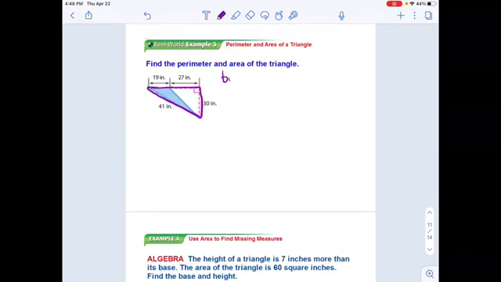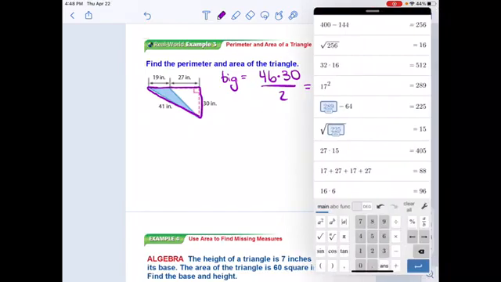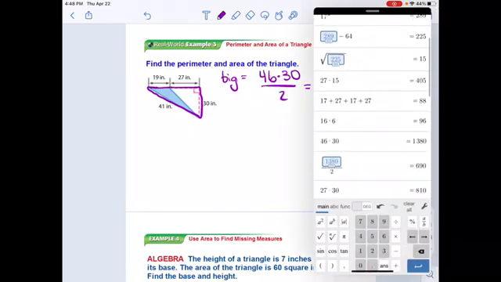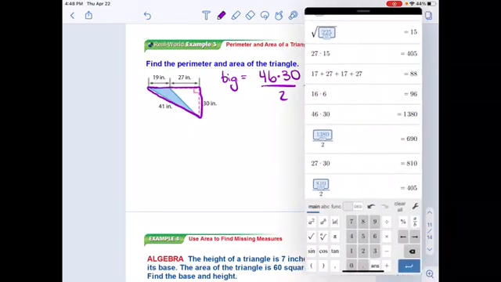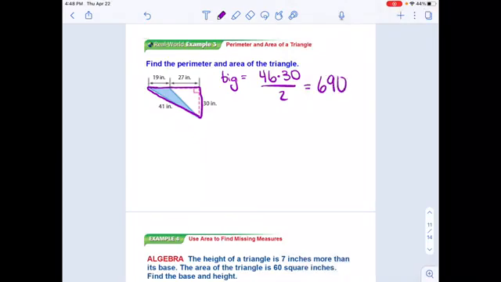We have the big triangle that I'm going to find the area of. So this is 46 times 30 divided by 2. I'm going to find the area of this. End up getting 690 square inches.